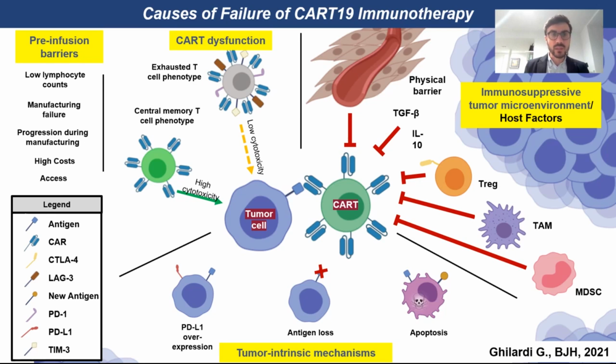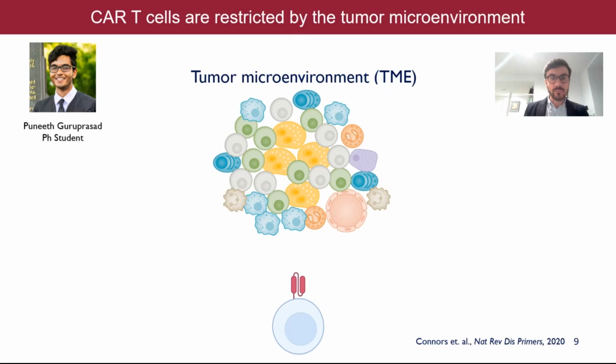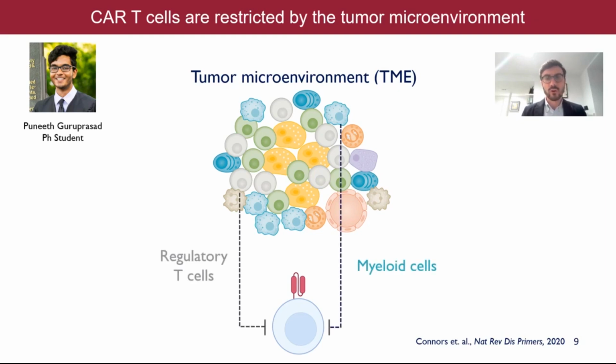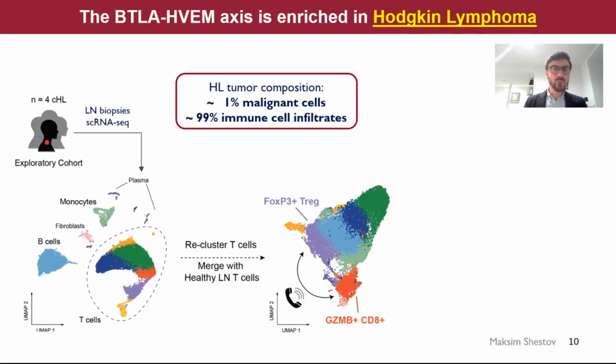So I want to start with discussing a little bit both the role of the microenvironment and what we can do to T-cell to make them better killer of cancer cell. And this is work that is being studied by Puneeth Guru Prasad in the lab. And this work really started by thinking about all the players in the tumor microenvironment and how they can affect CAR T-cell function. And in particular, we focus on regulatory T-cells that are well known to inhibit T-cell function in the microenvironment and myeloid cells. And to do that, we use a Hodgkin lymphoma model.